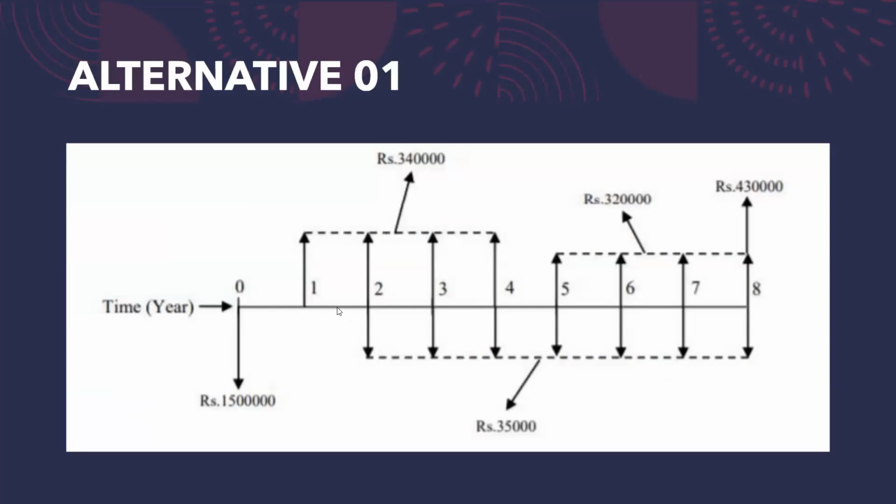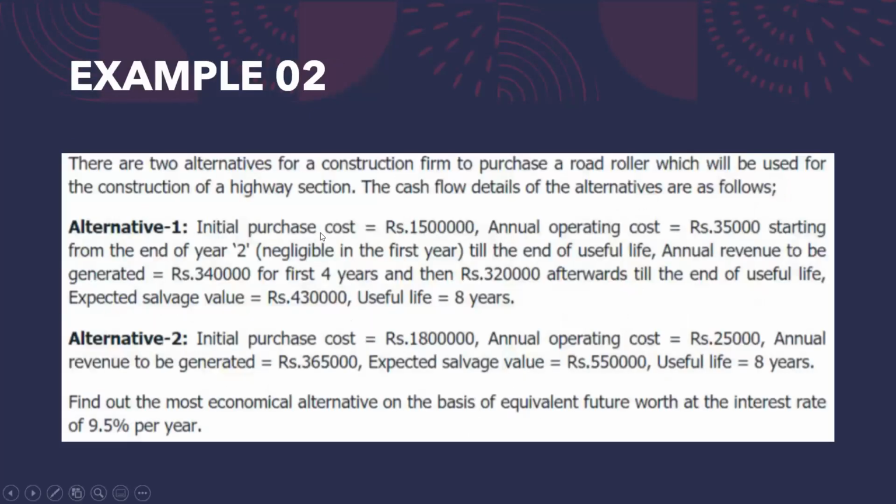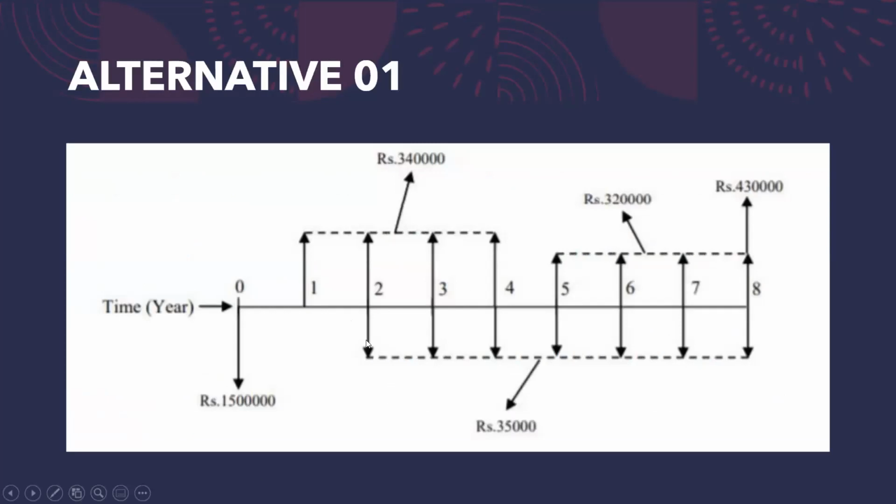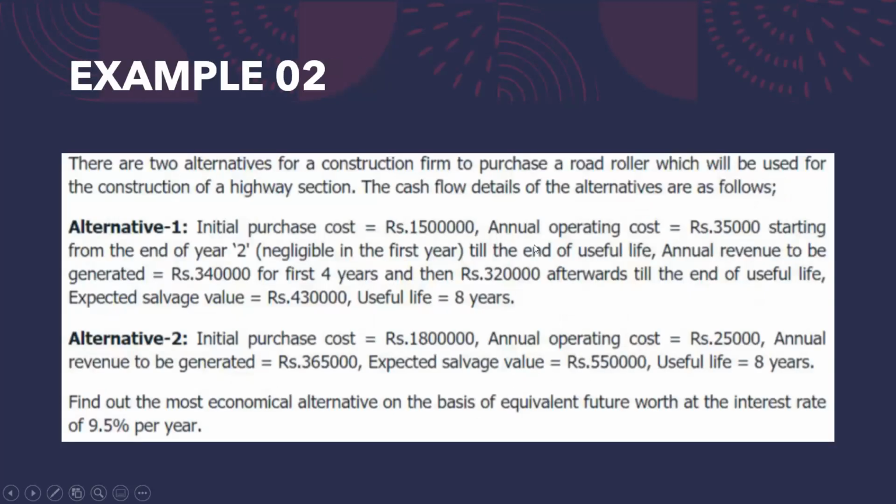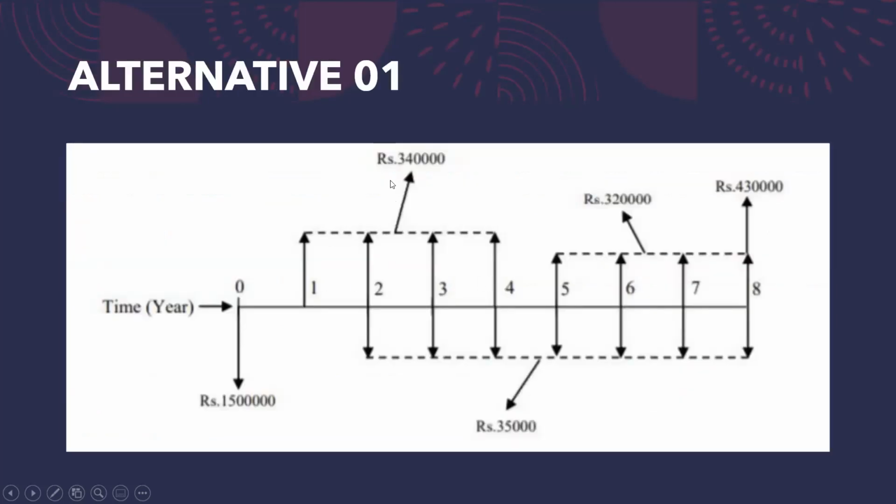That is the investment. For alternative one, the initial purchase cost is 1.5 million and the annual operating cost is 35,000 starting from the second year. So a cash outflow of 35,000 from the second year up to the 8th year. The annual revenue to be generated is 340,000 for the first 4 years, and from the 5th year to the 8th year, it is 320,000. And the salvage value is 430,000 at the end of the time period.